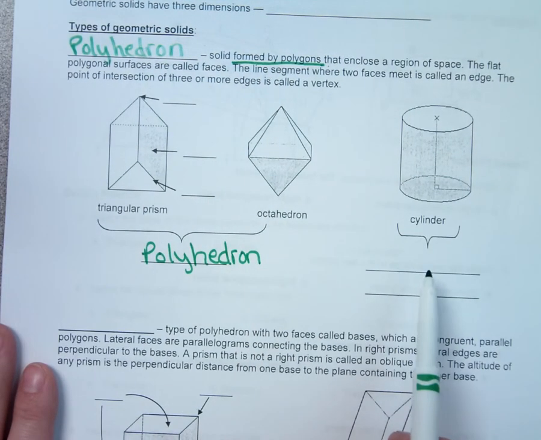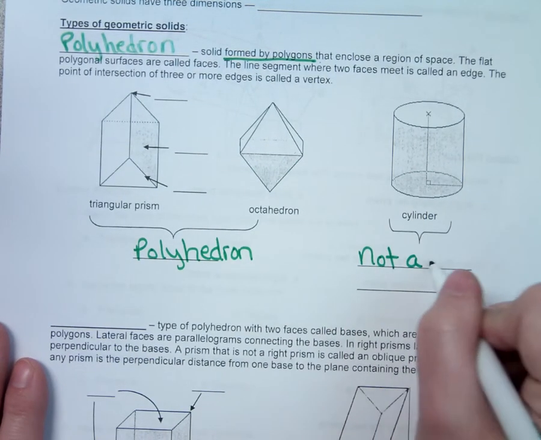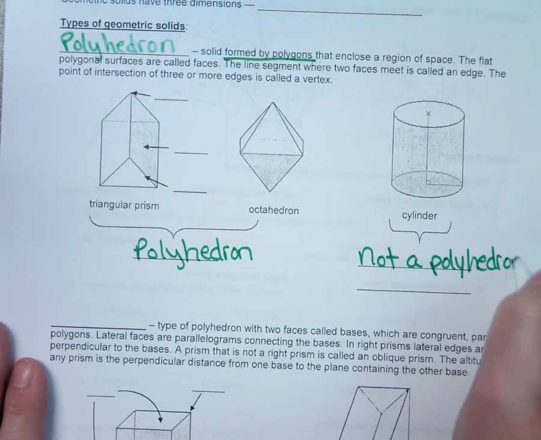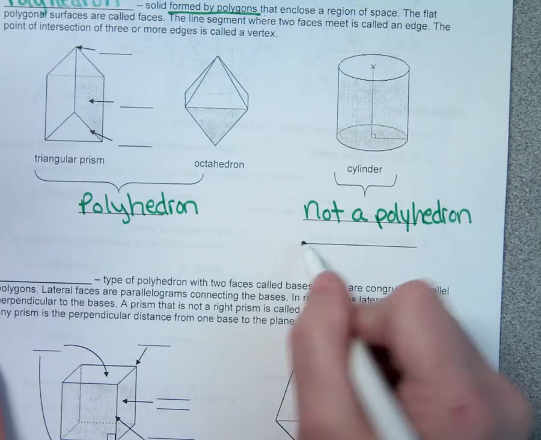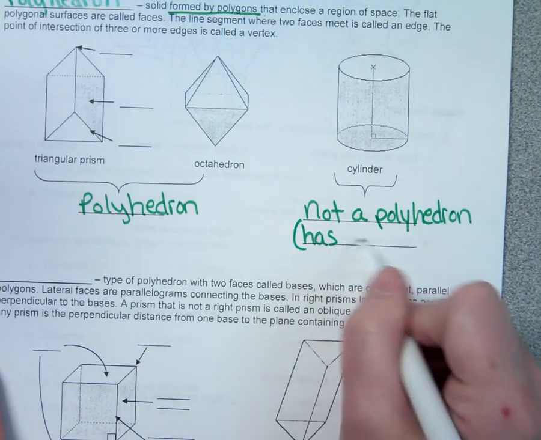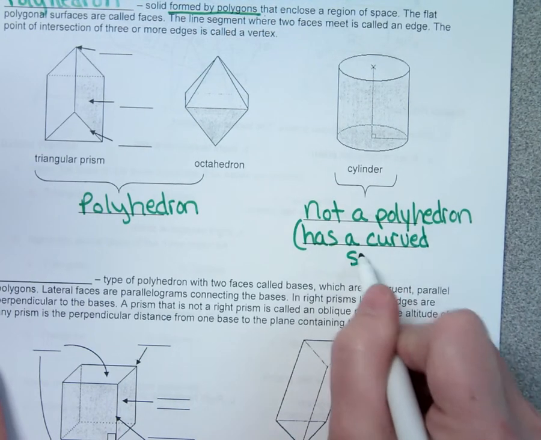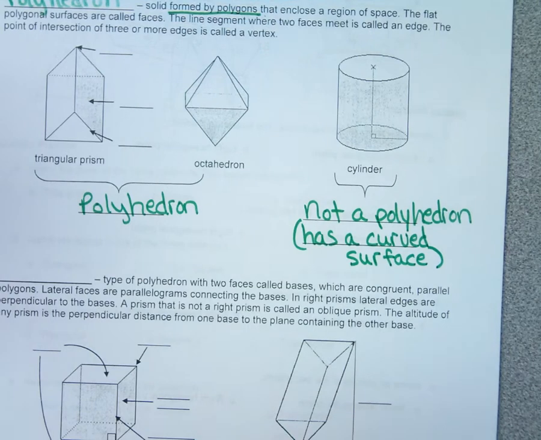This one over here is not a polyhedron. And the reason it's not a polyhedron is because it has a curved surface, which is not a polygon. So since it has a curved surface, we do not call that a polyhedron, but it does have its own special name, which is a cylinder.